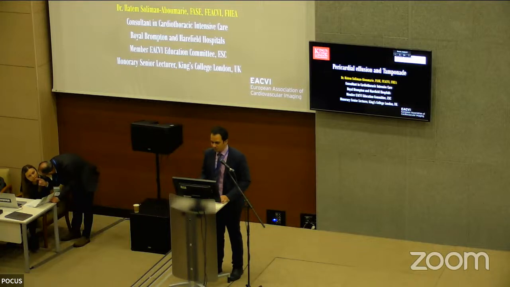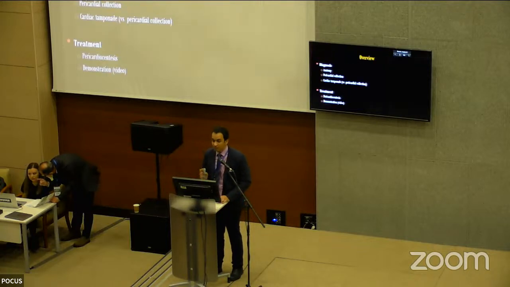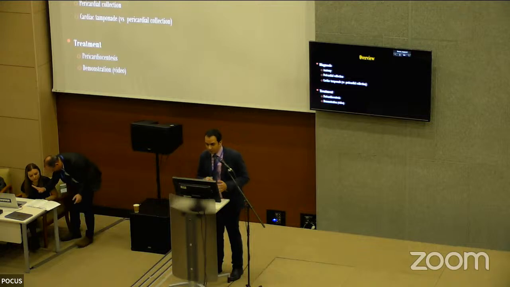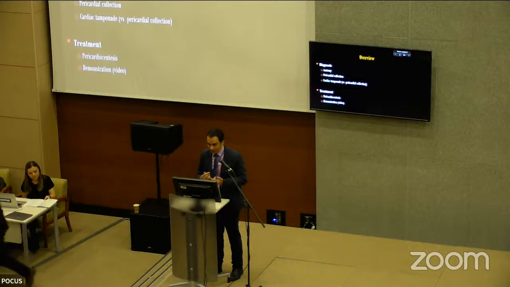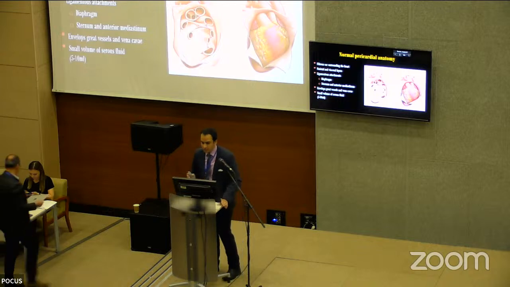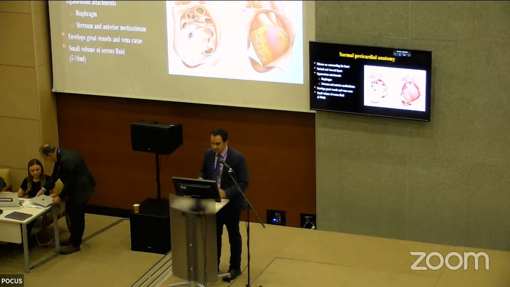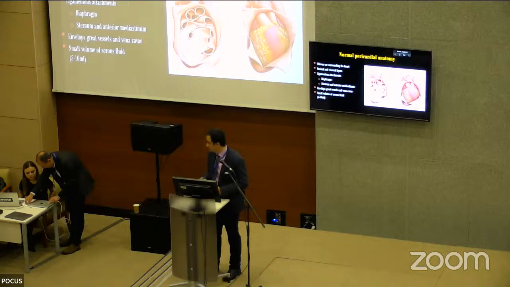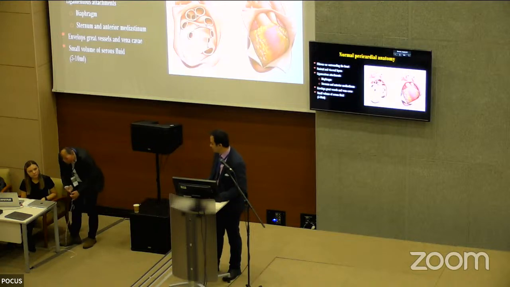So assessment of pericardial effusion and tamponade. The overview is to briefly go through the anatomy of pericardial effusion, the physiology of pericardial collection, and how tamponade happens, and how we can use ultrasound to evaluate tamponade. And we'll finish by a very brief demonstration of echo-guided pericardiocentesis. So this is the normal pericardial anatomy. The pericardium is a fibrous sac surrounding the heart.